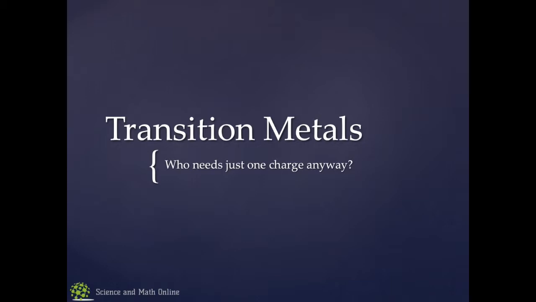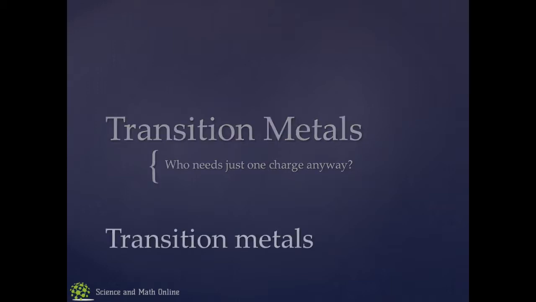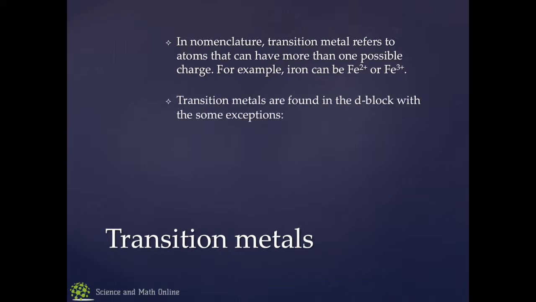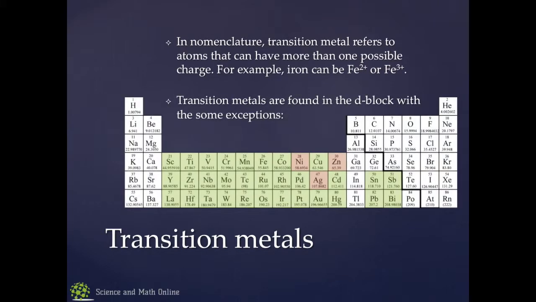This is the D block, groups 3 through 12. And the big thing with them is, well, who needs one charge anyway? Because they certainly don't. They like to be different. They like to have more than one possible charge. For example, iron. Iron can be 2 plus or 3 plus. And so, like I said, they're found in the D block.